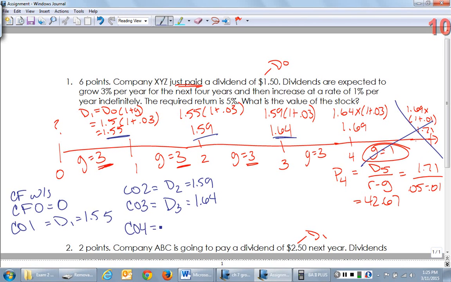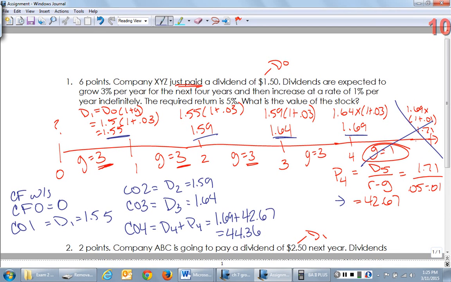And our cash flow at time period 4, there are two payments associated with time period 4. We have the dividend at time period 4 that we will receive. We also know the price at time period 4, so the present value of all future dividends. So dividend 4 plus the value of the stock at time period 4. So $1.69 plus $42.67. That gives you $44.36.